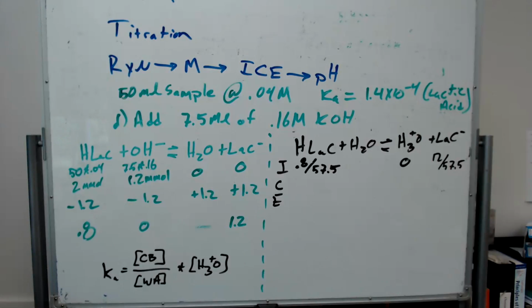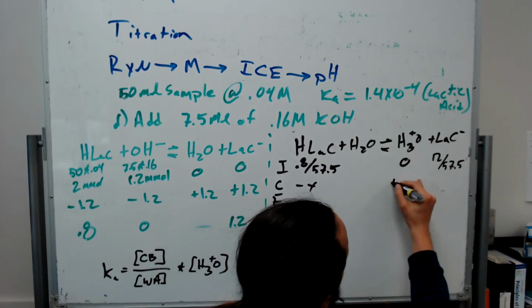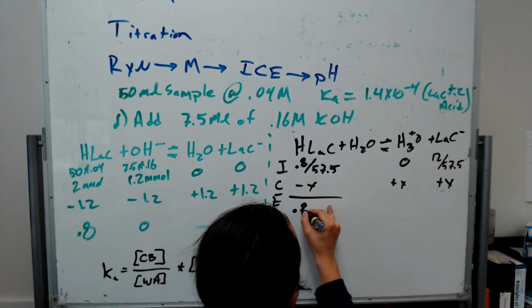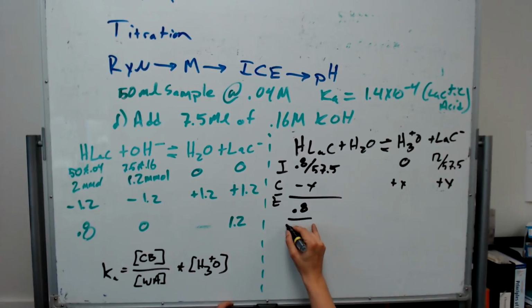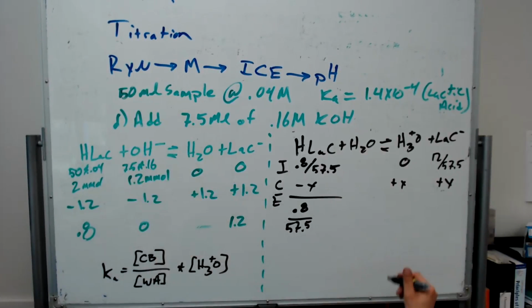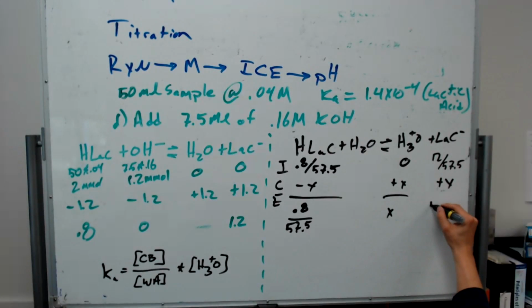Again, we're getting a little bit ahead, but this all just comes out from practice and doing it over and over again. My change is going to be minus x, plus x, plus x. If I'm using the x is small approximation, I've got 0.8 divided by 57.5. That's the 7.5 plus the 50. I have x, and I'm going to have 1.2 divided by 57.5.